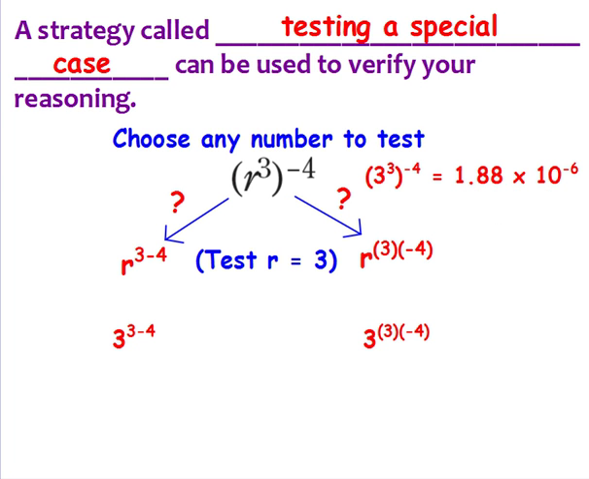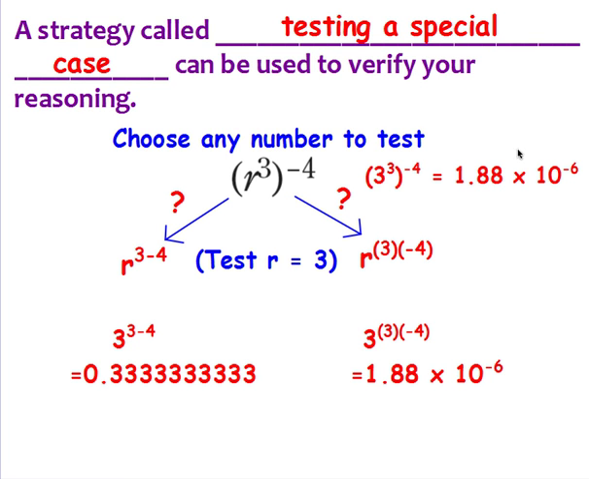Now I plug in r equals 3 into both the left and right sides of this. So here I tried 3 in place of r, and then here I put 3 in place of r. And then I evaluated each side. The 3 to the 3 minus 4th power gives me 0.3 repeating, and 3 to the 3 times negative 4th power gives me this same result. So I know that I need to multiply my exponents to make sure I get something equivalent.